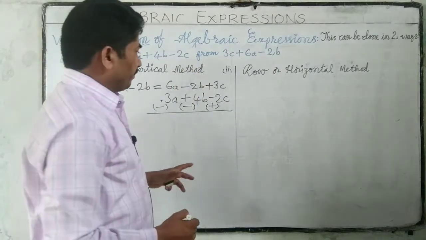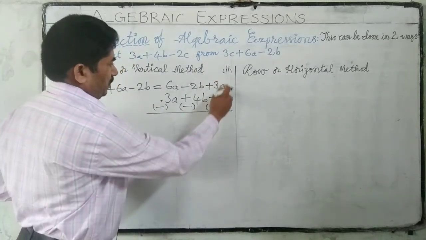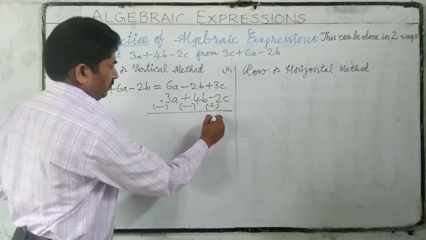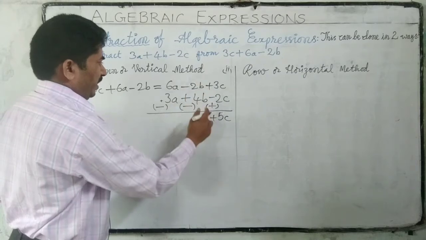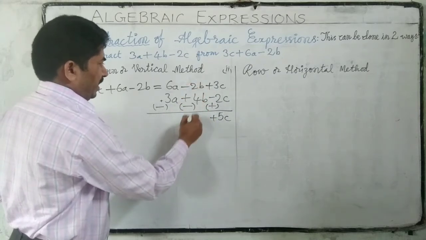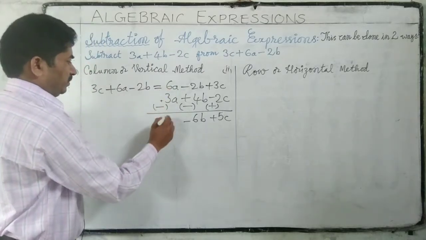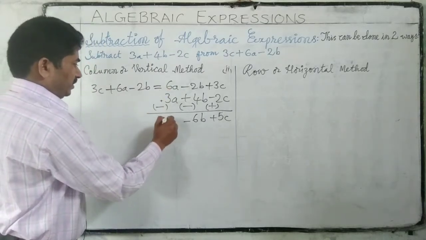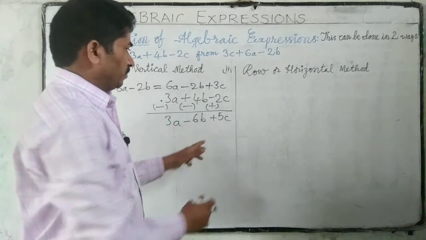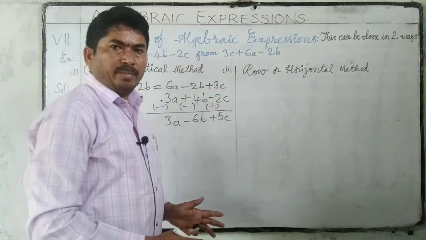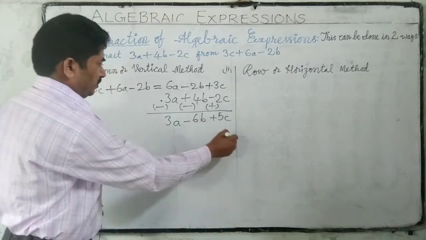Now add the like terms column wise. 3 plus 2, 5c. For b, this 2 minus only, minus 6b. This plus, so this minus, plus 3a. So we have to write the results below the columns. So this is the answer.